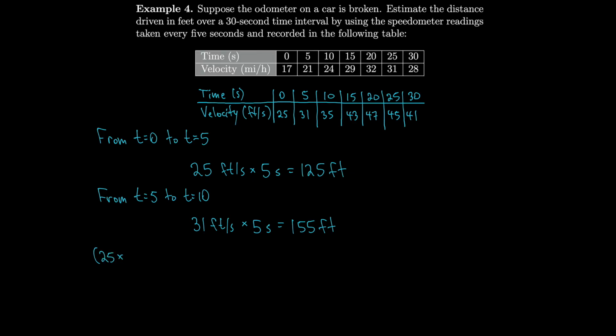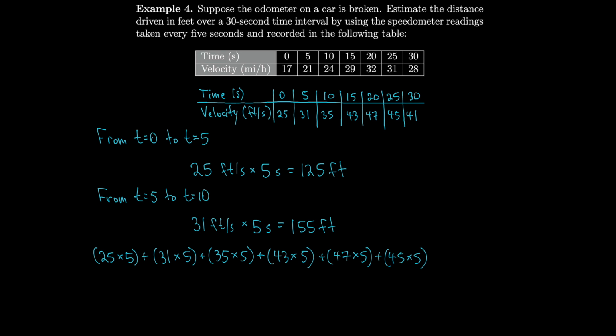So 25 times 5 for my first distance traveled estimate, plus 31 times 5 for my second one, plus 35 times 5, plus 43 times 5, plus 47 times 5. So let's see, I need one more. 43, 45. Oh, oops, I skipped 47. 47 times 5 plus 45 times 5.